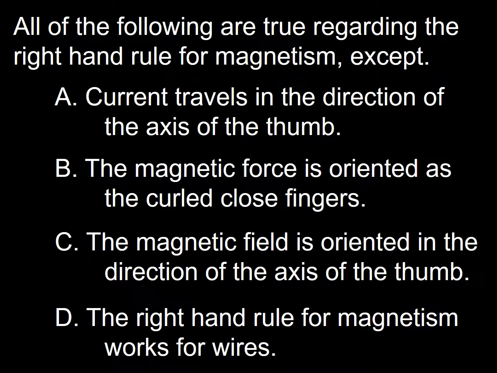Next question. All of the following are true regarding the right-hand rule for magnetism, except: A. Current travels in the direction of the axis of the thumb. B. The magnetic force is oriented at the curled closed fingers. C. The magnetic field is oriented in the direction of the axis of the thumb. D. The right-hand rule for magnetism works for wires.